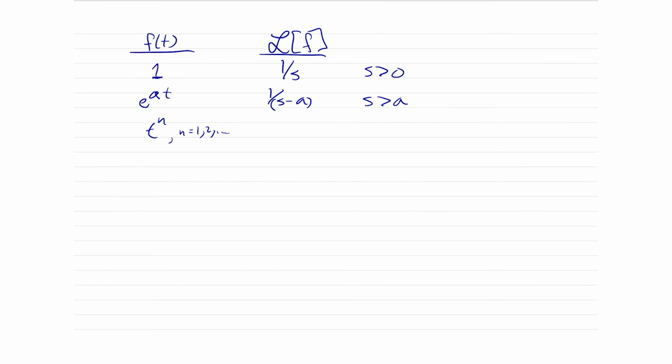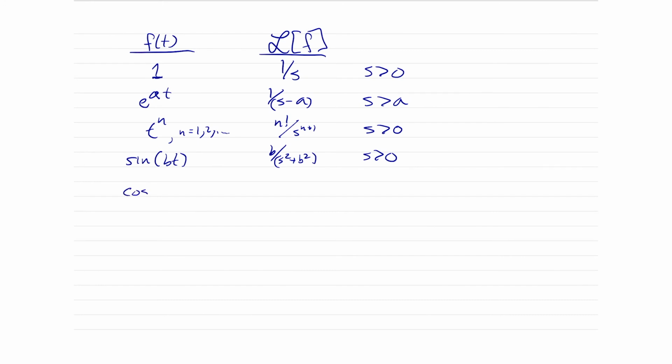What we get then is n factorial divided by s to the n plus 1, and this works for s bigger than 0. All right. So again, polynomials are of exponential type, so that works. We have sine of bt, and we already worked this out. This is going to be b over s squared plus b squared, right? And this works for s bigger than 0.